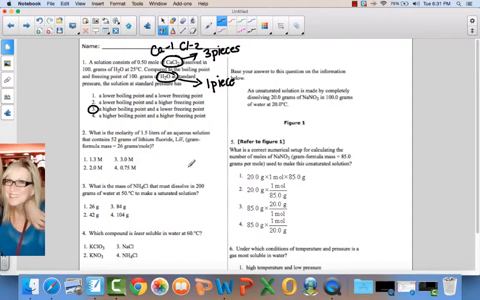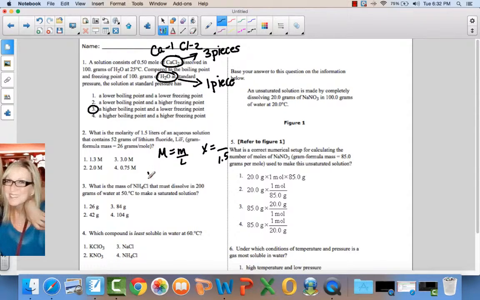Number 2, what is the molarity of 1.5 liters of aqueous solution that contains 52 grams of lithium fluoride? And they gave you the GFM of lithium fluoride. Well, molarity is moles over liters. And you're asked to find molarity, so that's your X.